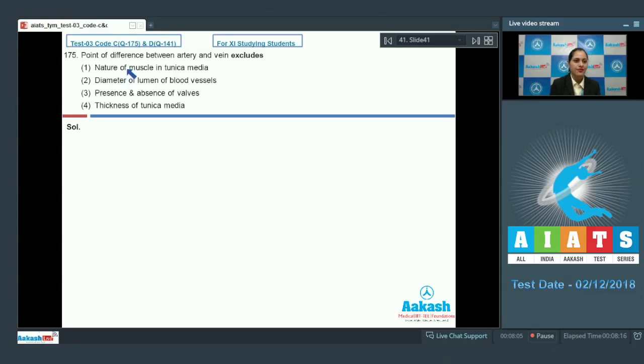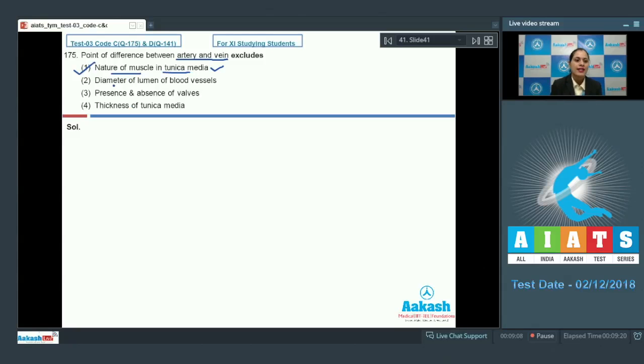Question number 175. The point of difference between artery and vein excludes. So we need to find out based on which of the following options we cannot differentiate between artery and vein. The very first option given is nature of muscle in tunica media, and this is the correct option to our question because merely on the basis of nature of muscle in tunica media, we cannot differentiate between artery and veins, as tunica media comprises smooth muscles, so the nature of muscle would be the same. Involuntary, non-striated, uninucleated smooth muscles are present in the tunica media.